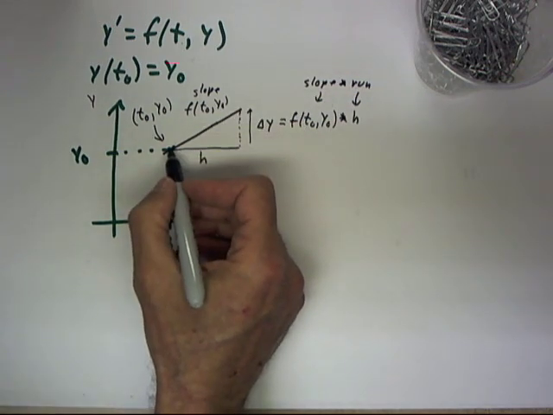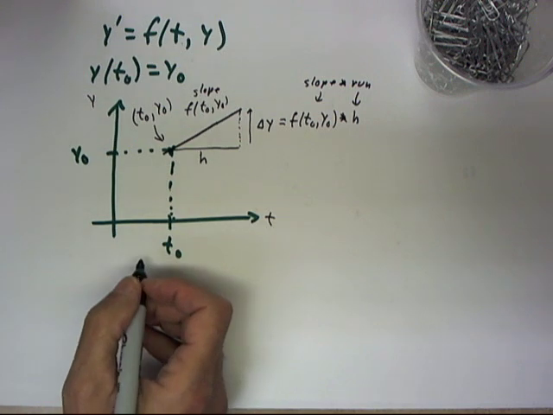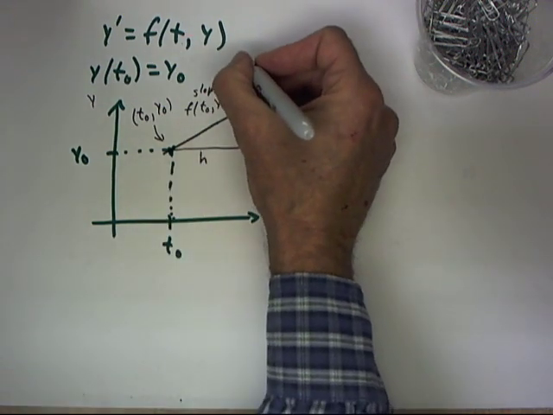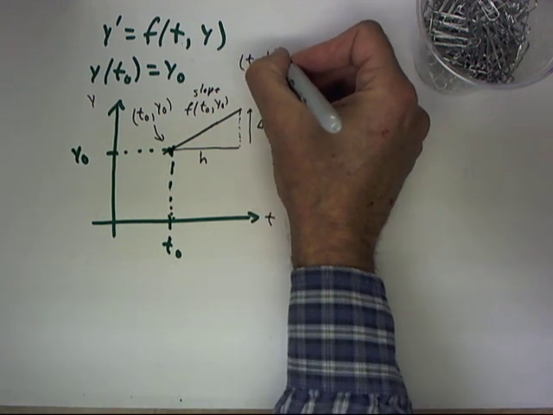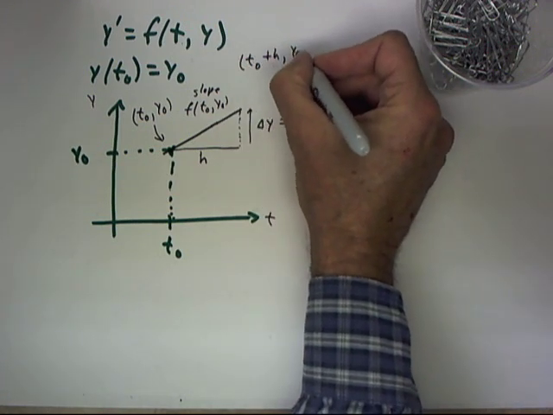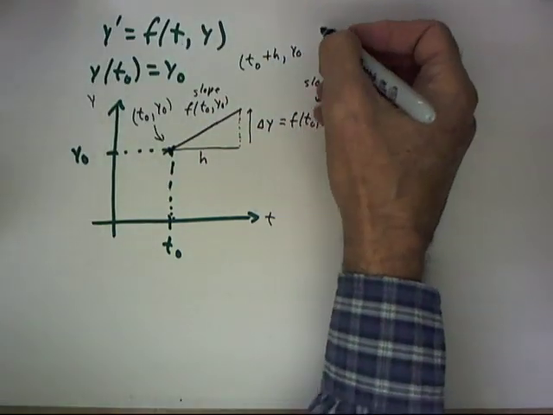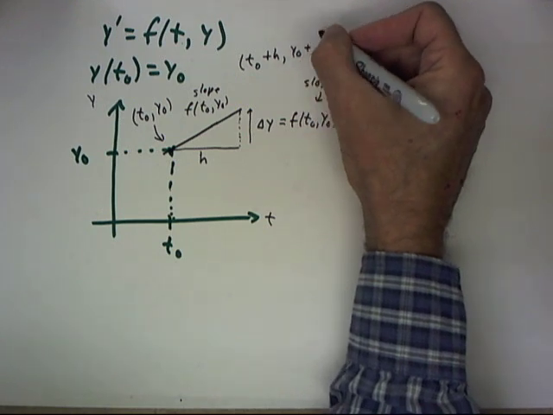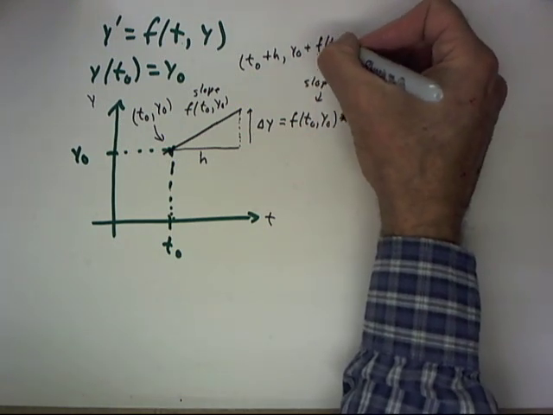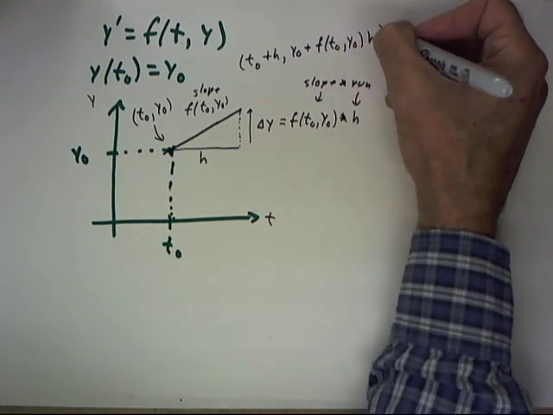So our t-coordinate changes by h, our y-coordinate changes by delta y, giving us a new point, which is t naught plus h, y naught plus f of t naught, y naught times h.